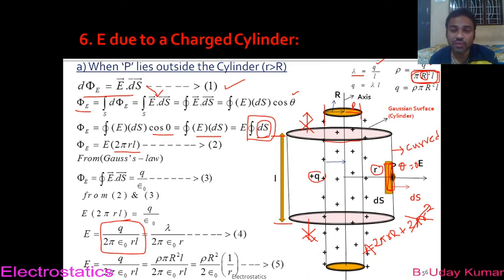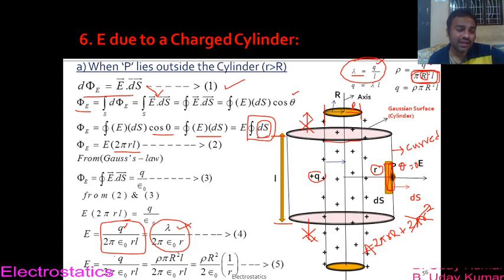This formula is known to you, right? Lambda is equal to q by L. So there is q in the numerator and L in the denominator. So q by L can be replaced with lambda. If I do so, I get the electric field intensity as lambda by 2 pi epsilon 0 r. So this is the electric field intensity in terms of lambda.